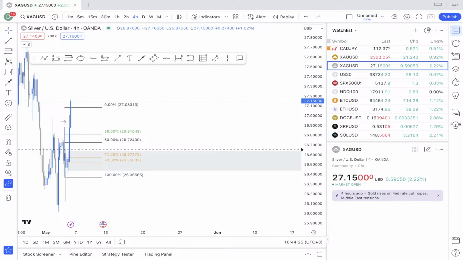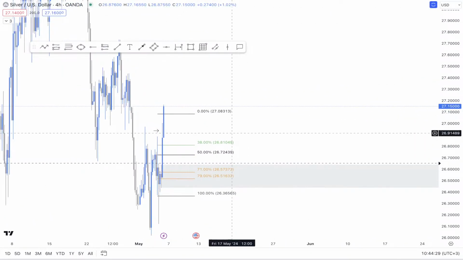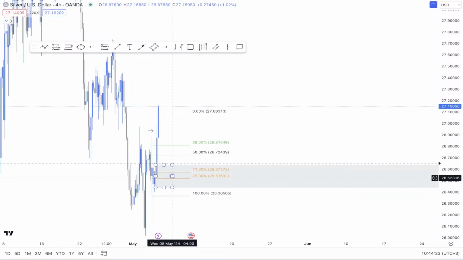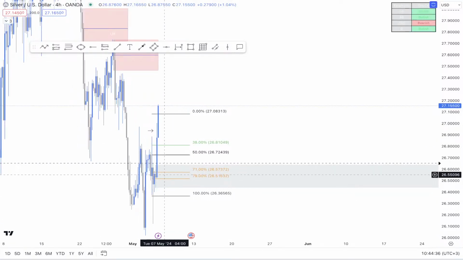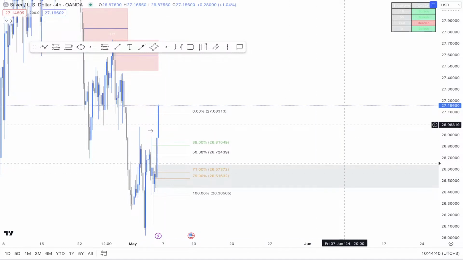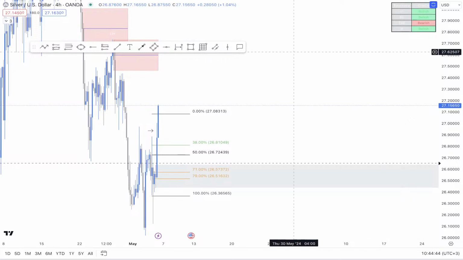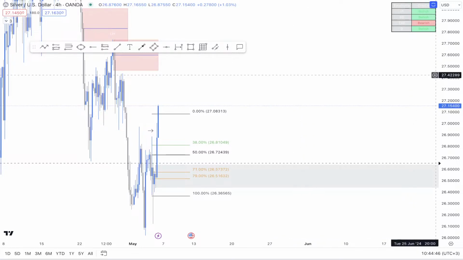like for example, silver. Okay, on silver, I saw an impulsive break towards the upside caused by this bullish leg right here. After the break, I identified this unmitigated order block that is lining up perfectly with the point of interest. I also saw that the daily was bullish on the graph, and now the last thing that we would need to wait for is, as always, a corrective pullback.